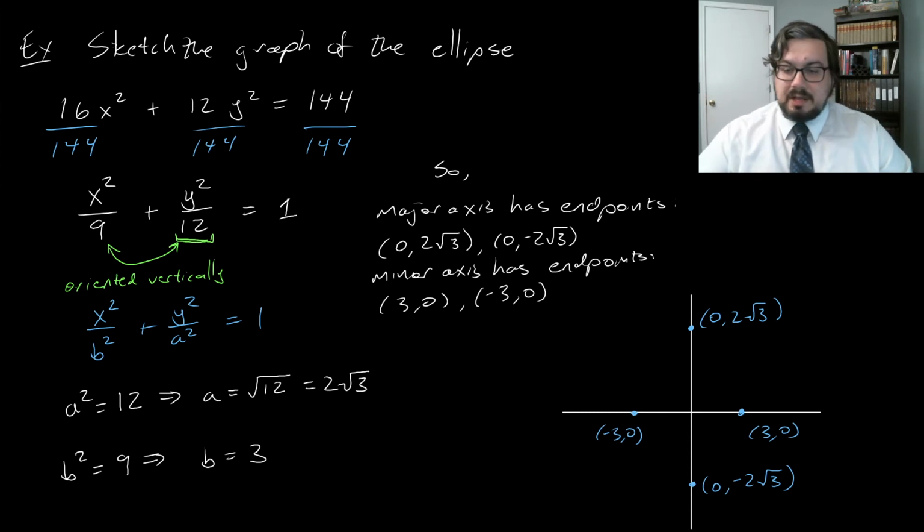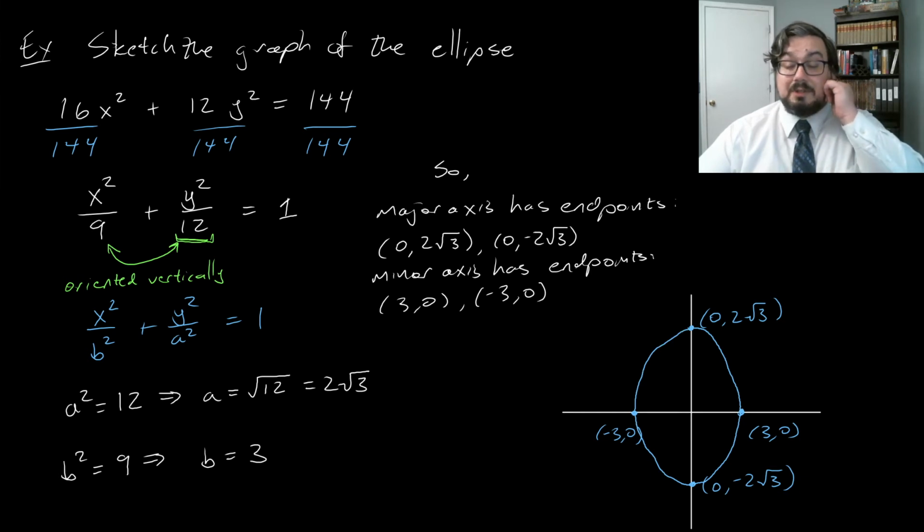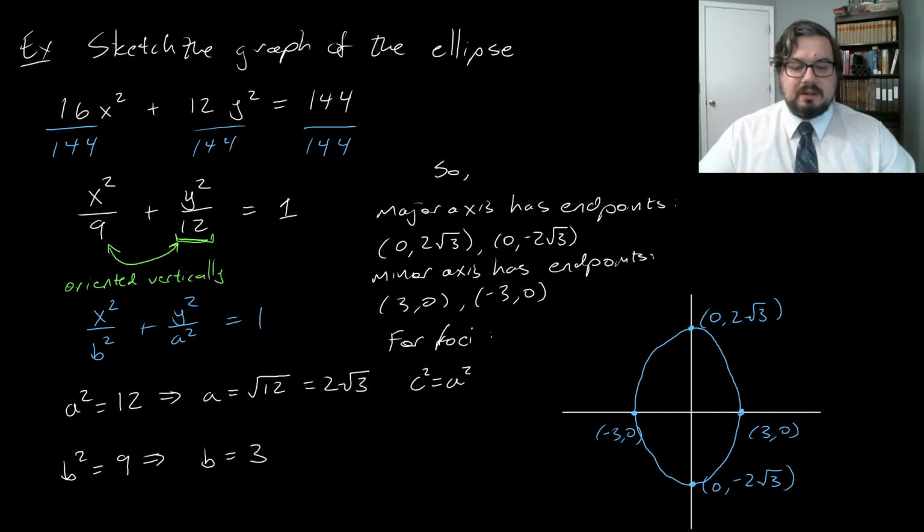This is generally enough to sketch the graph of our ellipse. We know that the 4 points that we've sketched out here, the 4 vertices of the ellipse, are going to be the extreme points of the ellipse, horizontally and vertically. We can go further, though. The problem might also ask us what the foci are for this ellipse. So for the foci, we need to determine our number c. We use the relation c squared is equal to a squared minus b squared.